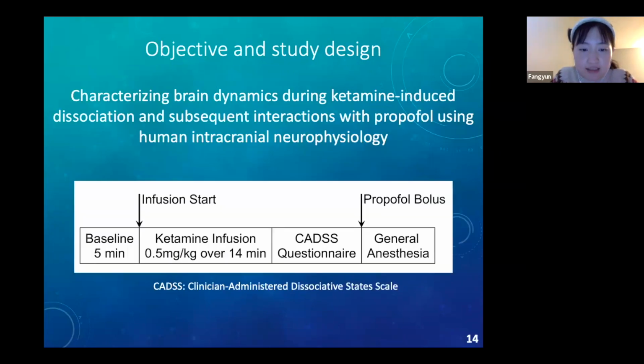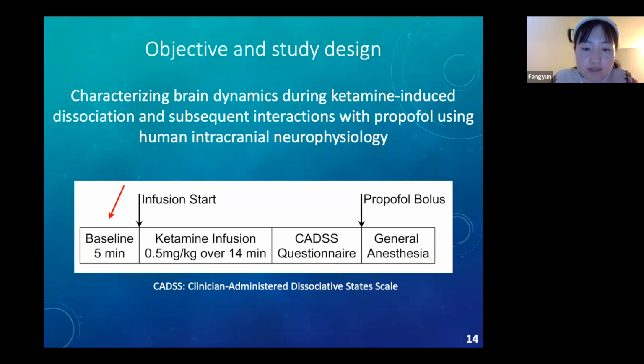So we designed this study to measure these intracranial EEG activities in human patients who received a subanesthetic dose of ketamine before the induction of general anesthesia with propofol for the electrode removal surgery. We recorded the baseline signals for 5 minutes, and then each patient received an infusion of a subanesthetic dose of ketamine.